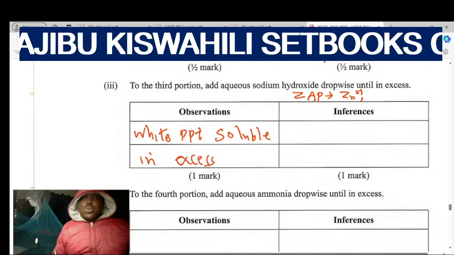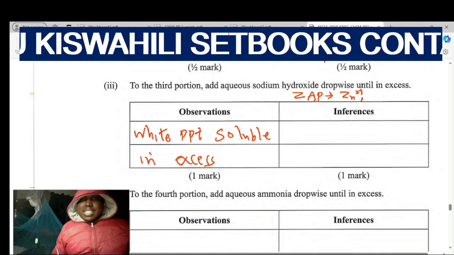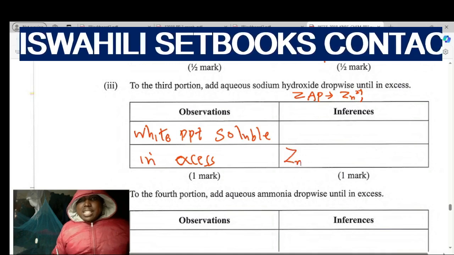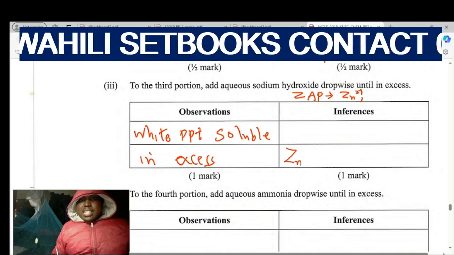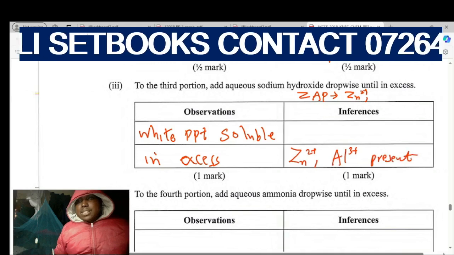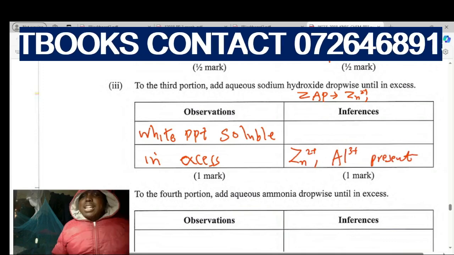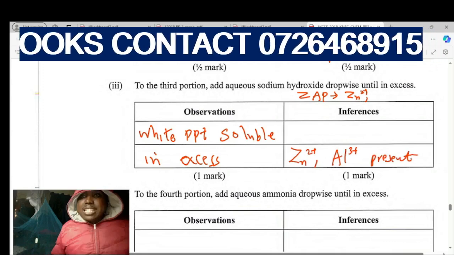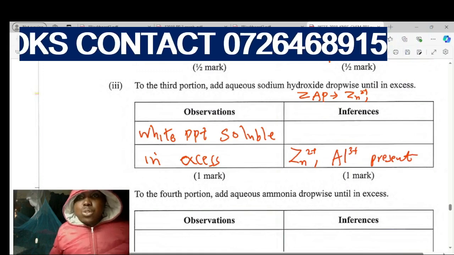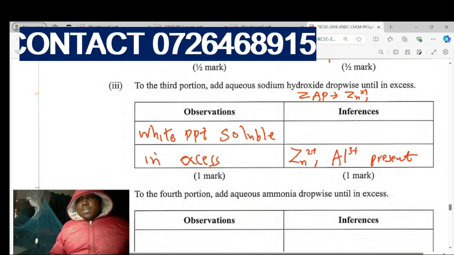Therefore here we will have only zinc and aluminium present. Very good. Present. If you write silver here, or if you write lead, you get nothing there. You have cancelled the whole mark there. You get 0 for inference.